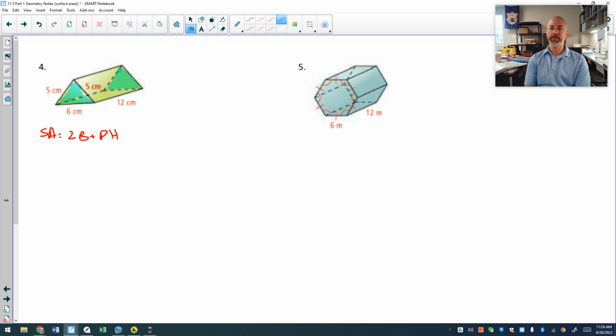And I need to get the area and the perimeter of the base. Perimeter is really easy because they gave you all three sides. P is going to be, I'm going to draw my triangle first. So here's my base.